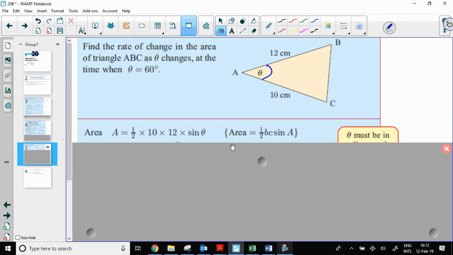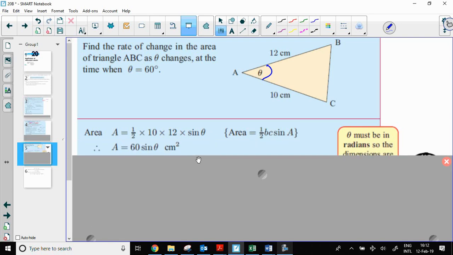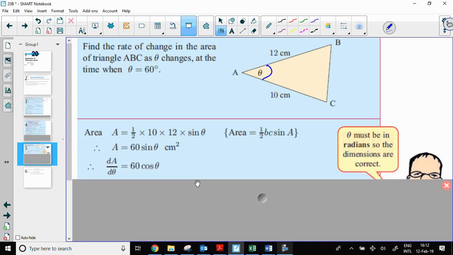Okay, so first, what is the area of the triangle? Well, it's using our trig definition here. We've got this as our function. We need to have a function first if we're going to do any sort of calculus, right? So area is now a function of theta. Awesome. We're going to take a derivative. So the derivative of 60 sine of theta is going to be 60 cosine of theta. Okie dokie.